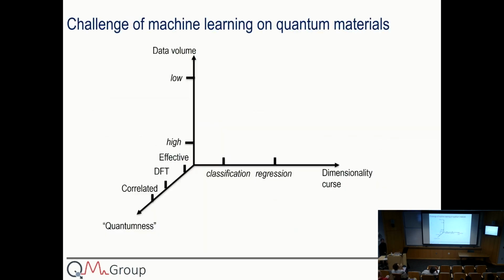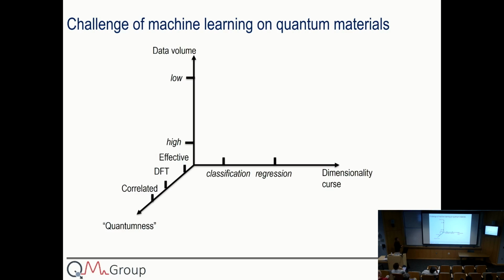Regarding the field of quantum materials, compared to the machine learning community, there are some additional challenges, such as the volume of the data. There are not so many data in quantum materials, and that definitely poses a challenge for the data-driven approach. The other thing is, I don't know the right name, but let's call it quantumness.